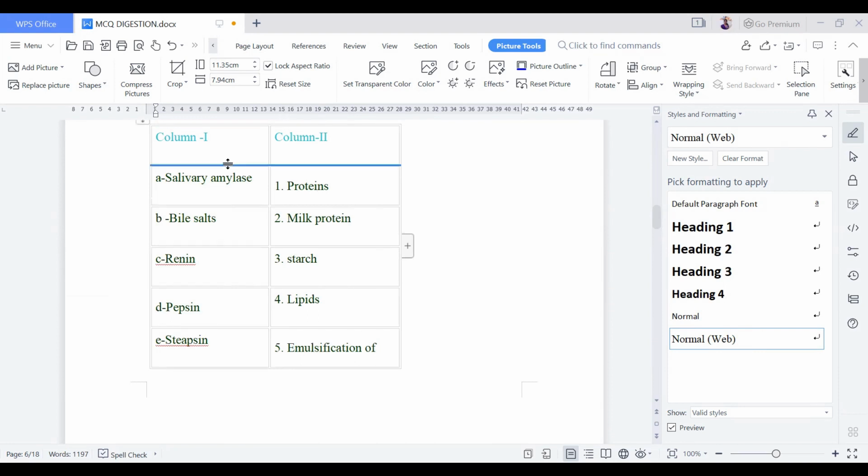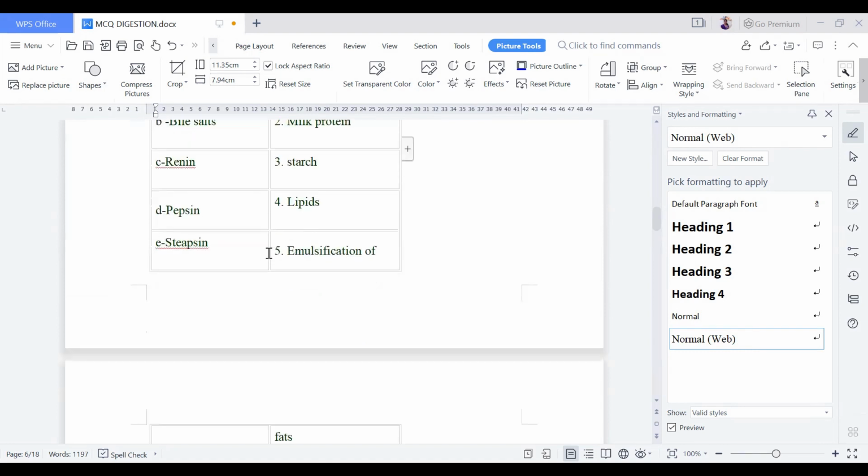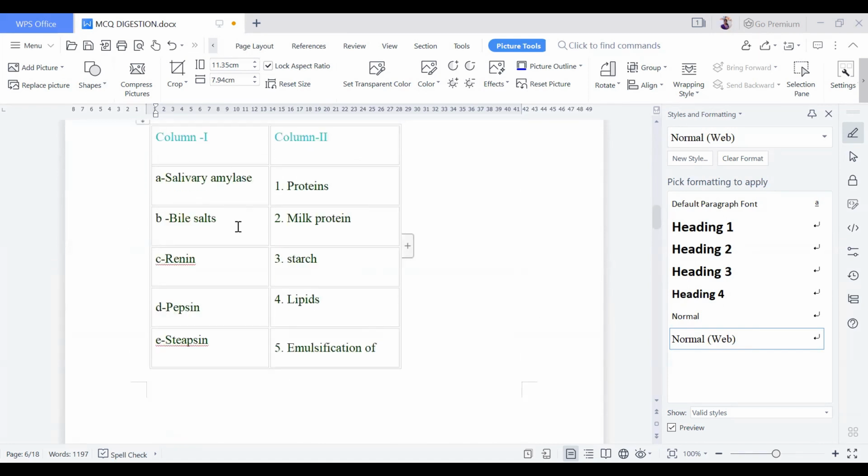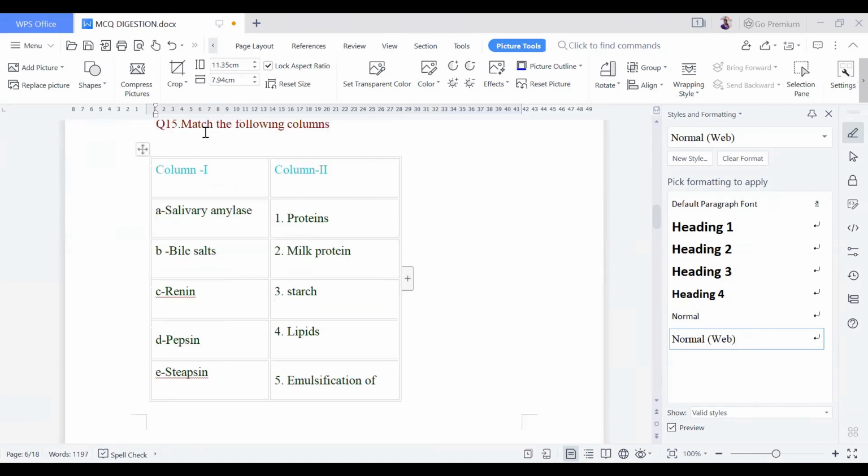Salivary amylase is related to starch, ma'am. Starch. So A is 3. Fine. A is 3. Okay. The first one is 3. B is related to, bile salts is related to. Yes, you can answer me. Bile salts is related to fats, ma'am. So bile salts is for fats, which is 5.